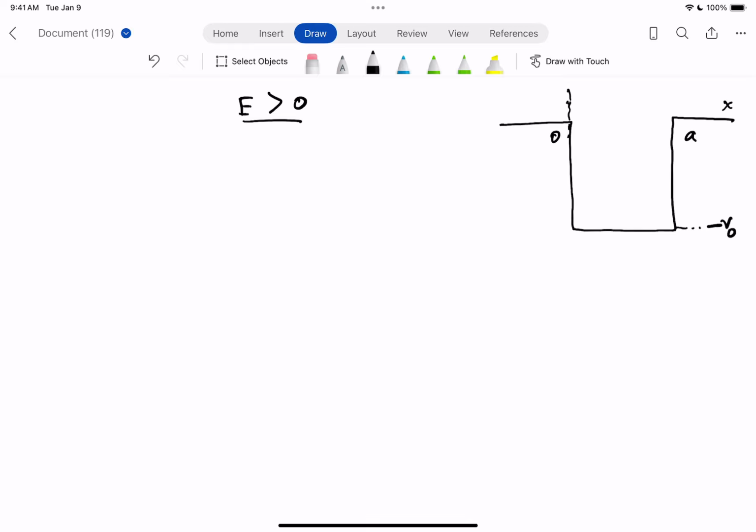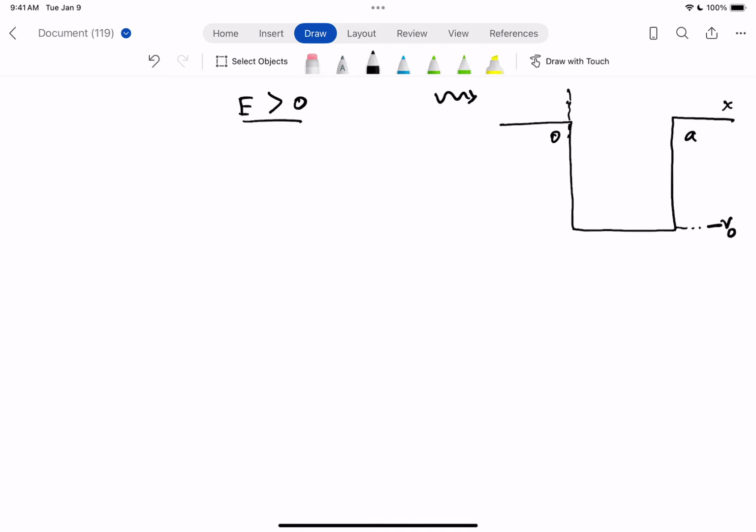Alright, so in this video I'm going to work through the problem of the square well where the particle has more energy than the maximum value of the potential energy. So essentially the particle is free. We'll assume that the particle is incident from the left. So the particle is coming in like this, and we'll see what happens.